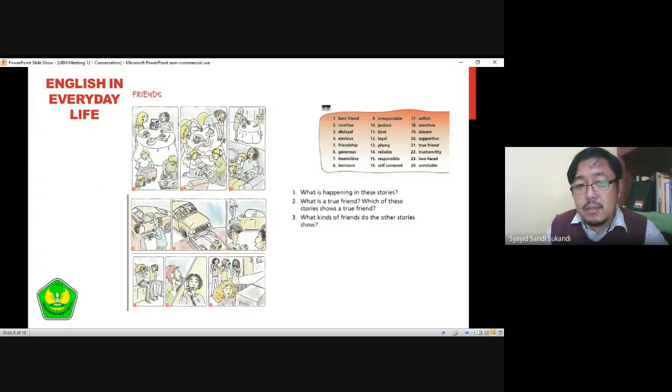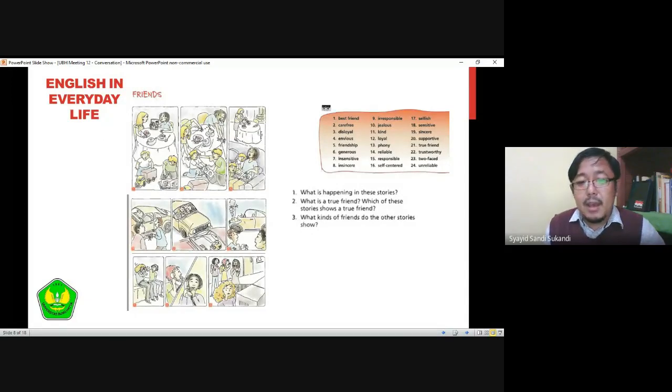The first three pictures show that there are two children playing a different toy. One child is playing with a truck and the other one is playing with a magazine. Suddenly they are quarreling to get the magazine. One of the mothers calms them down, menenangkan mereka, and they read the stories in the magazine together. Okay, that's the way how you combine this, right?